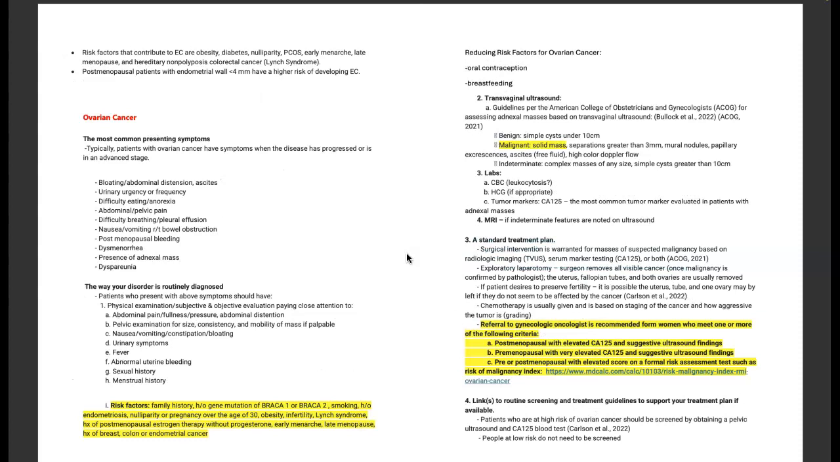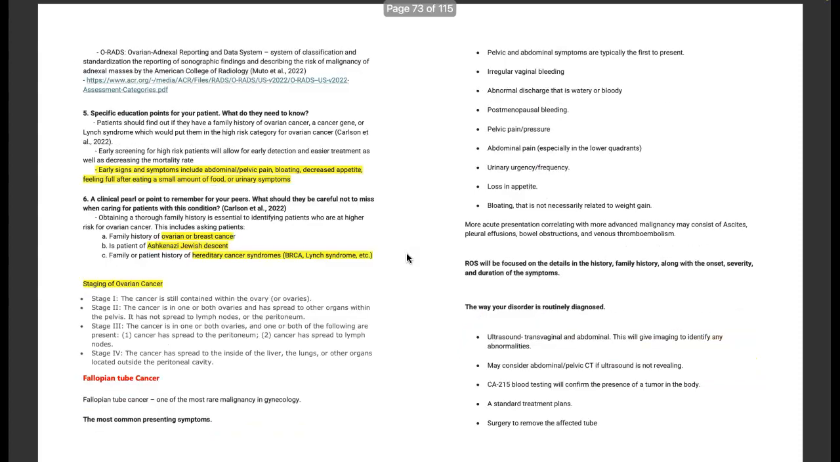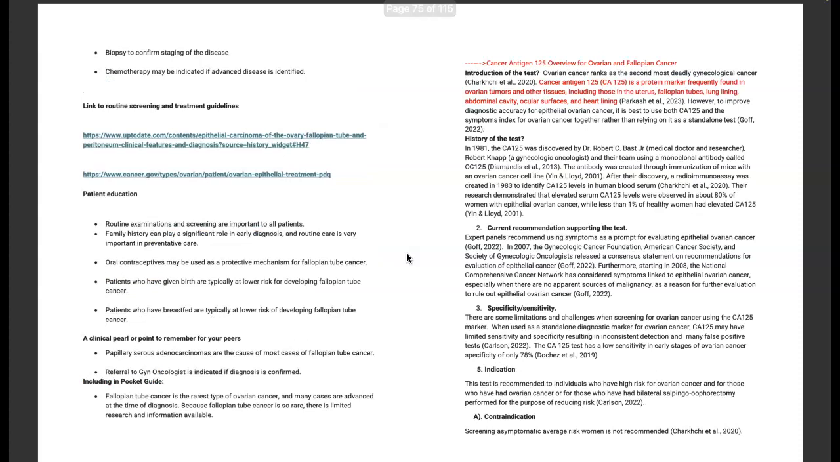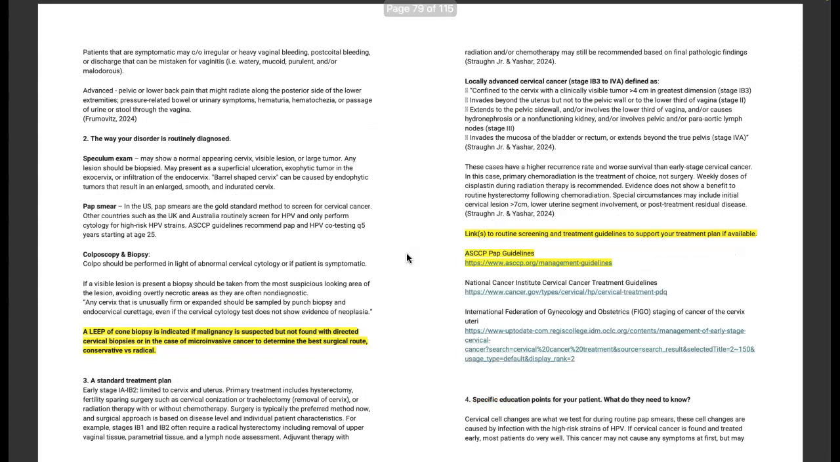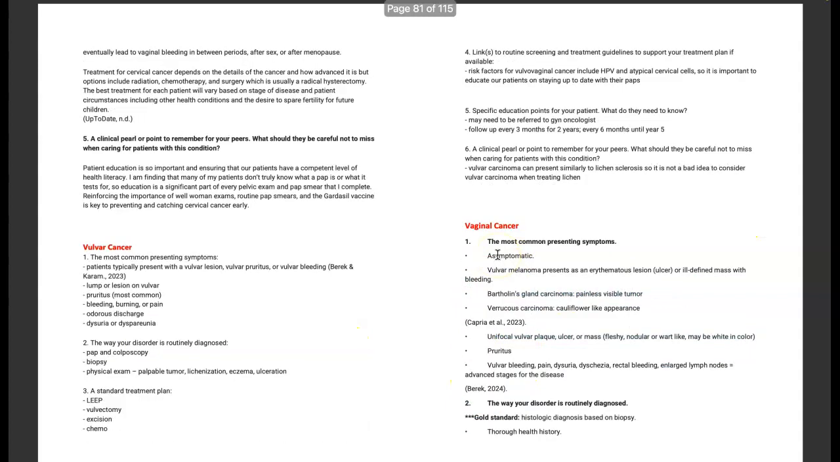And then ovarian cancer, did some more information about that, most common presenting symptoms, risk factors, how we diagnose these types of cancers. And then I give the same information on fallopian tube cancer, cervical cancer. And then I gave myself some guidelines here, the ASCCP Pap guidelines, which I'm going to be using quite a bit in practice, and then other cervical cancer treatment guidelines here. And then I did cover vulvar cancer and vaginal cancer.